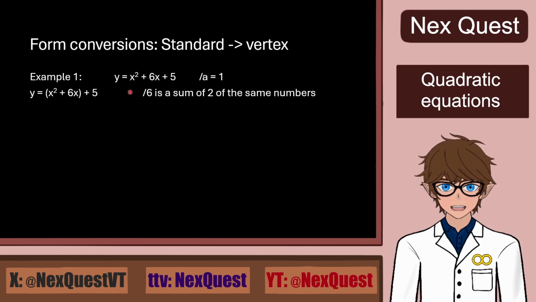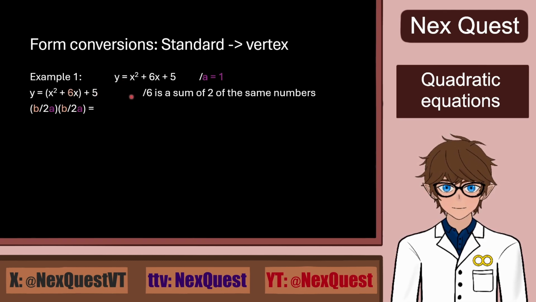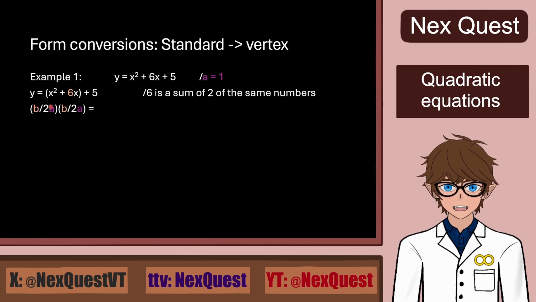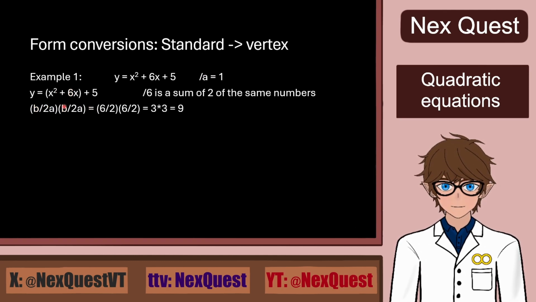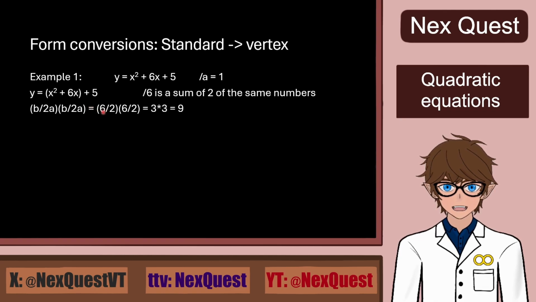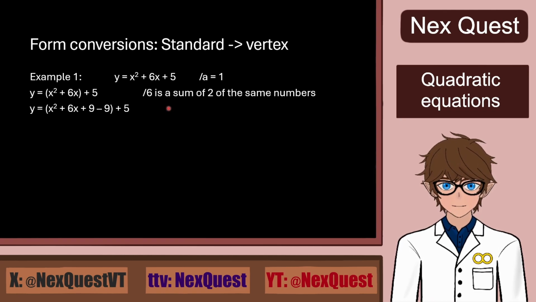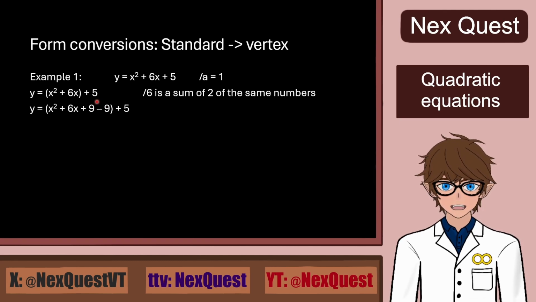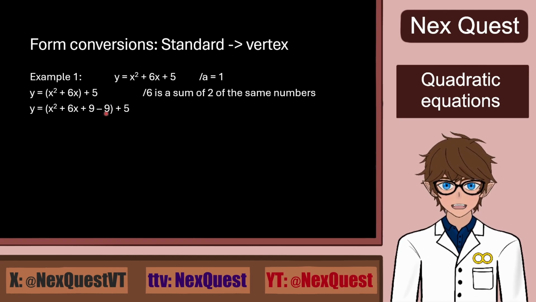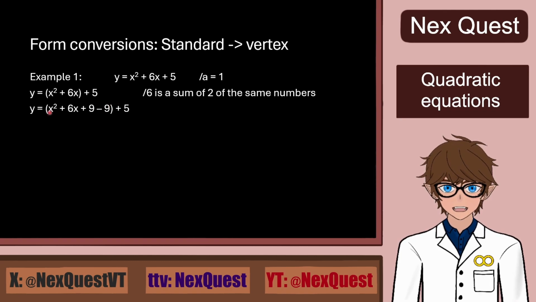But let's take the suggestion I used. Let's use b divided by 2, squared. We fill in a and we fill in b. We get 6 halves times 6 halves, which is 3 times 3, which is 9. Now, we add and subtract 9 inside the brackets, and then to take this 9 that we don't need out of the bracket, we would multiply it with a.